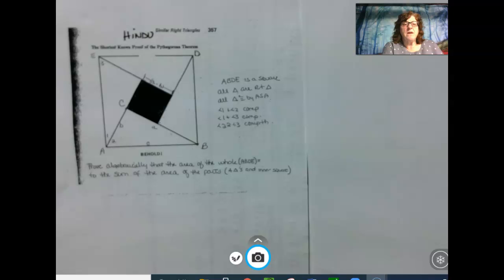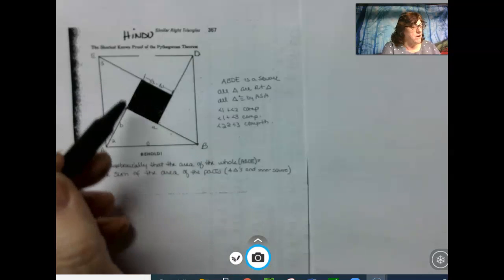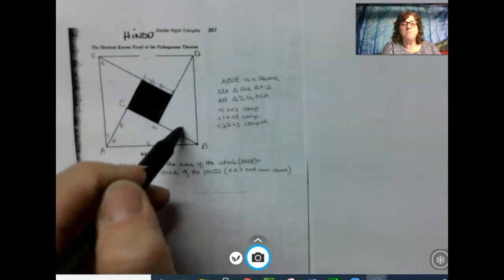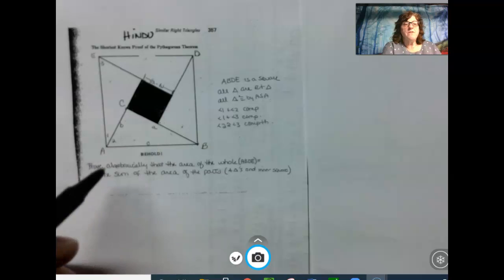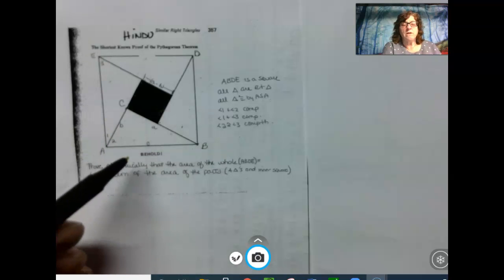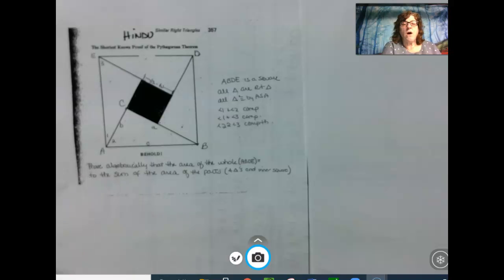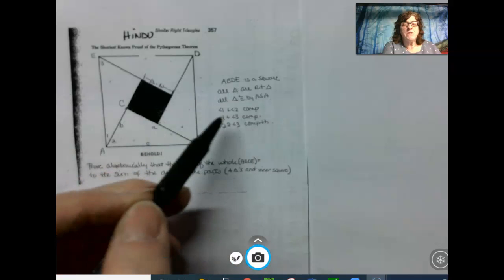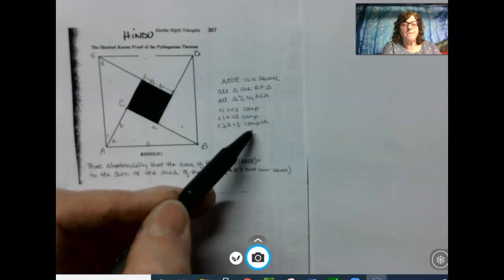And basically, it's saying to us that the way in which we prove these is that we prove that the area of the whole is equal to the area of the individual parts or pieces that are in the interior. So ABDE is a square. All the triangles are right triangles. Therefore, all of the triangles are congruent by ASA. We have complementary angles, and angles 2 and 3 are congruent by congruent complements theorem.